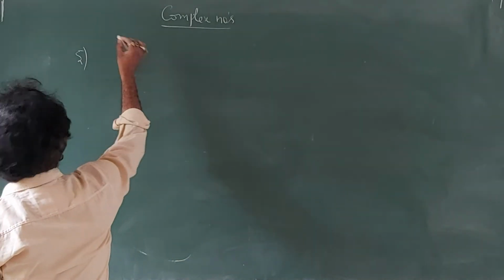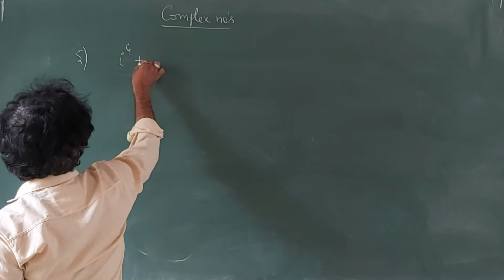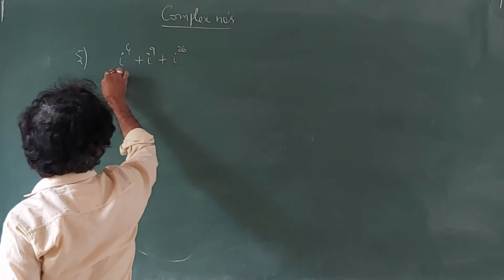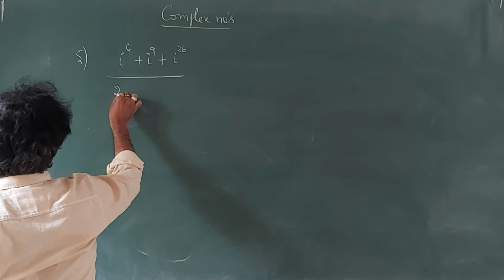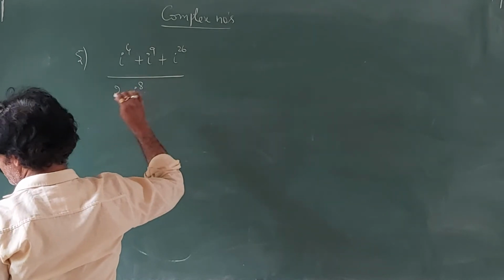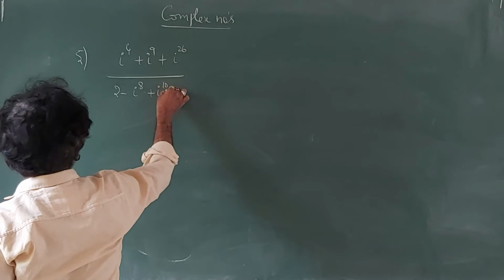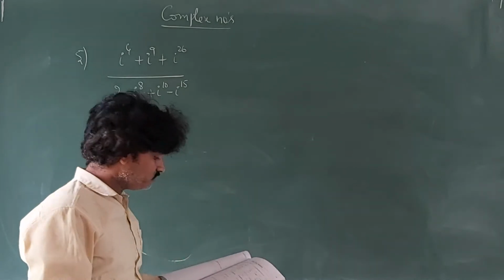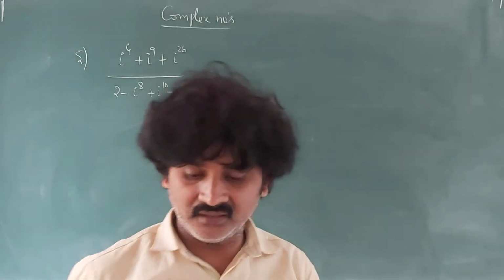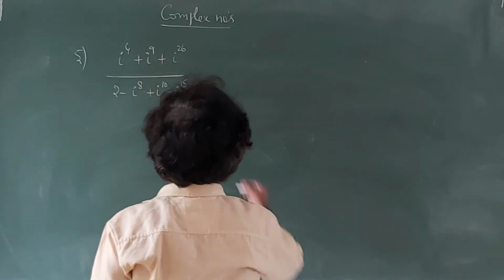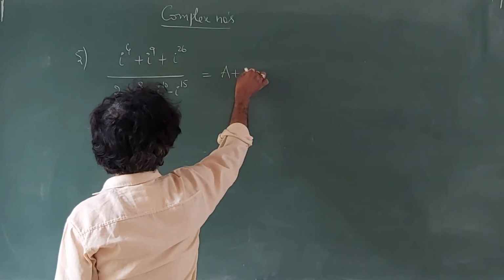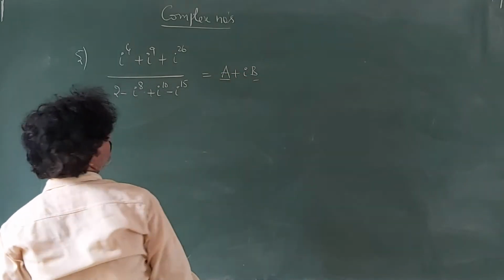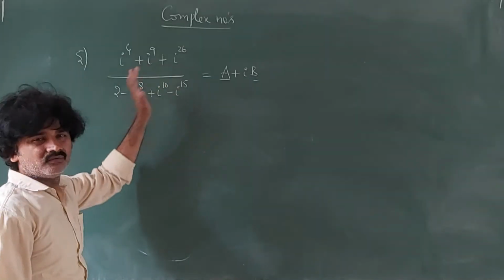Once check the question. The problem is given like this: i power 4 plus i power 9 plus i power 26, whole divided by 2 minus i power 8 plus i power 10 minus i power 15. The value we require is equal to some a plus ib, then what is a comma b. They gave this entire total as a plus ib. Simplify, then what is a, what is b, what is the real part, what is the imaginary part. Again, these are all basics only.